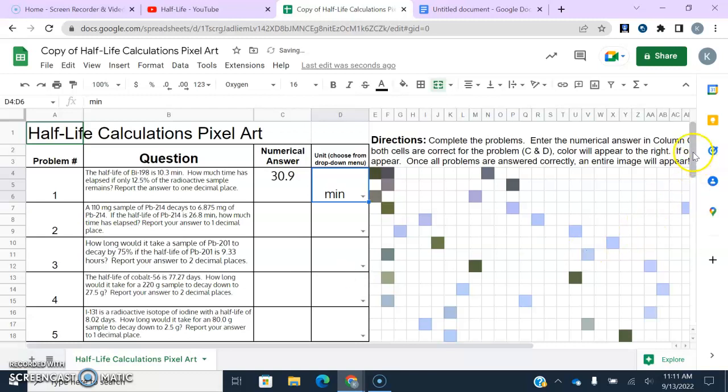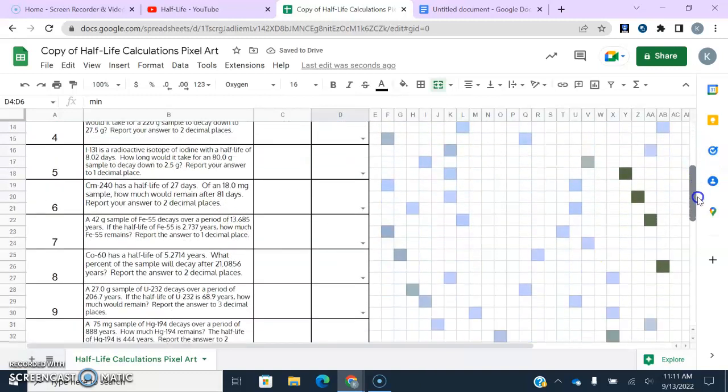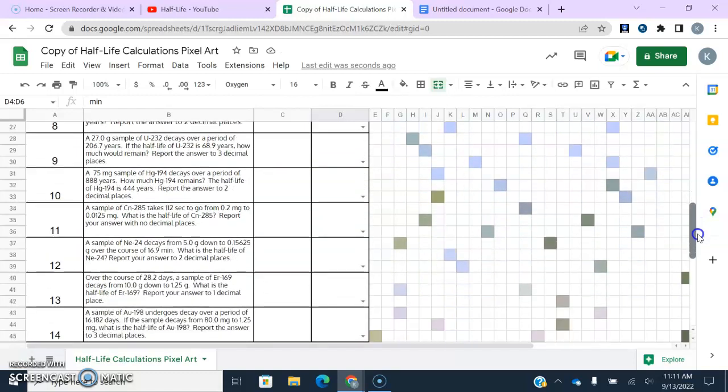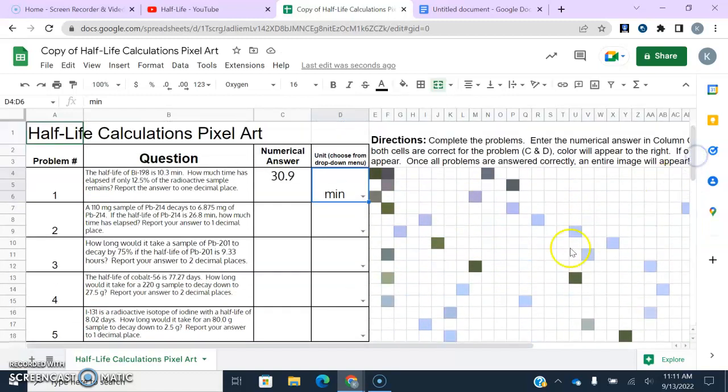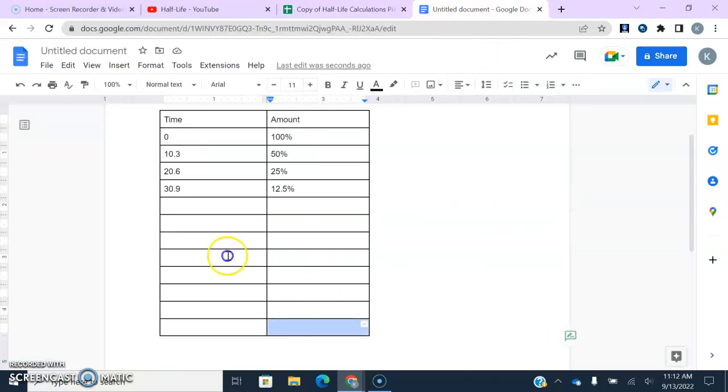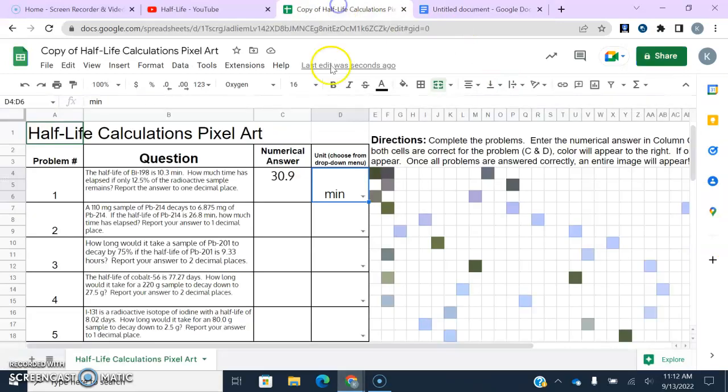Because that is correct, you're going to see these colored grids pop up on the right-hand side of your Excel sheet. You're going to do this all the way down, and if everything is correct, once you type in your answer, the colors will appear, and once all problems are correct, you'll see a picture on the page. Okay, let's go ahead and do one more. I'm going to delete these. We always start with 0, so I'll leave that 0 there.